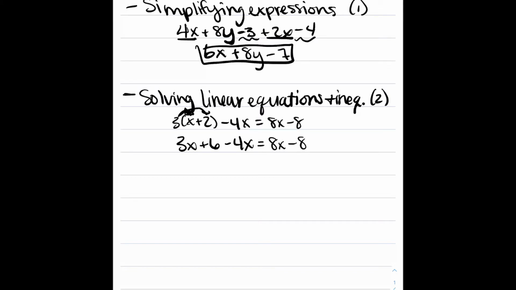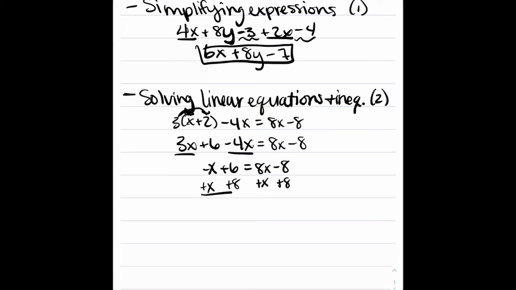Feel free to pause this as you're going if you need to take it slow, okay? I just don't want the video to be super long. So I'm going to combine like terms on this side. So that's going to leave me with negative x plus 6 equals 8x minus 8.